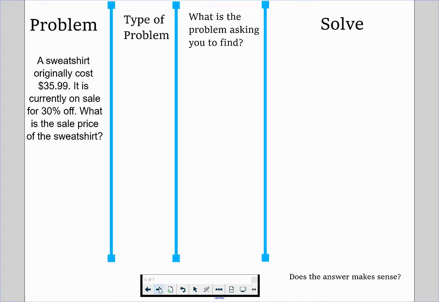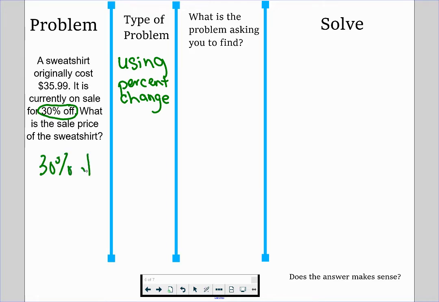Next one, a sweatshirt originally cost $35.99. It is currently on sale for 30% off. What is the sale price of this sweatshirt? So this one would be using the percent change. Now, the reason why I know it's using the percent change, see how it gives me a percent? So a sale means that it's going to be changing by 30% off, and it's going to be going down.